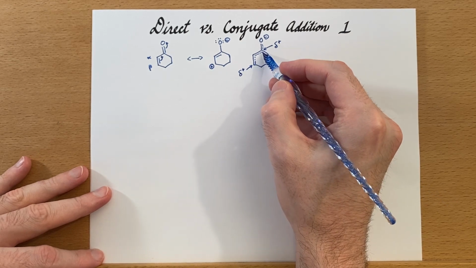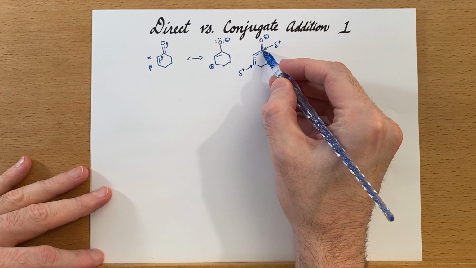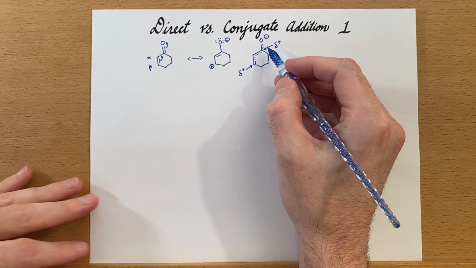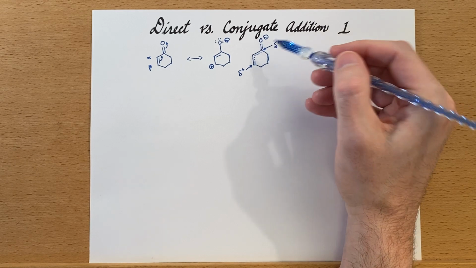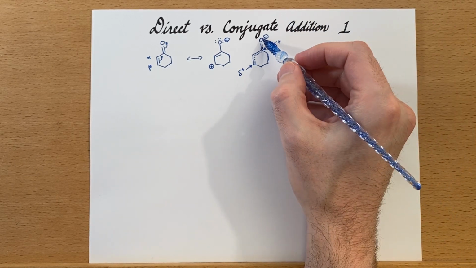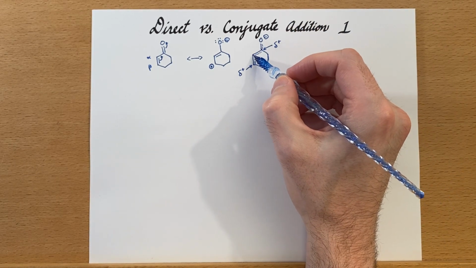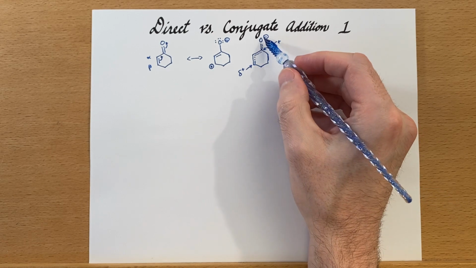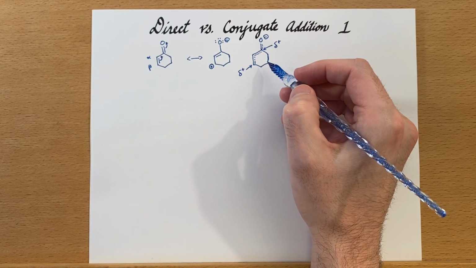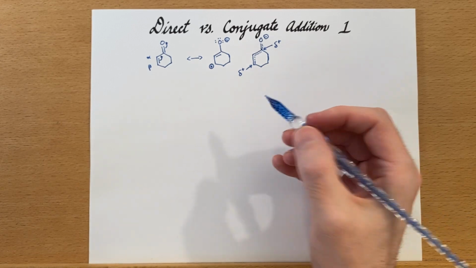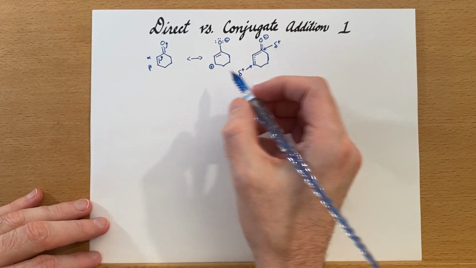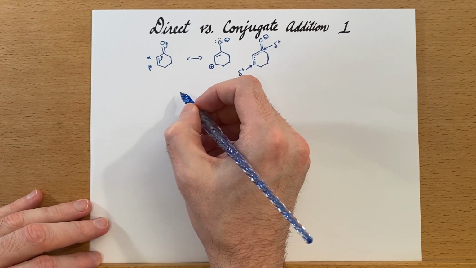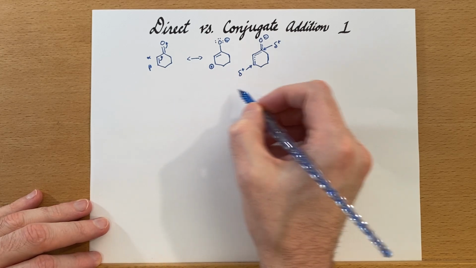So we can get addition either right here in the direct position, also known as 1-2 addition, or we can have 1-4 addition: 1, 2, 3, 4, the fourth position away. Both of these reactions are possible. So let's go over what would happen in either case.